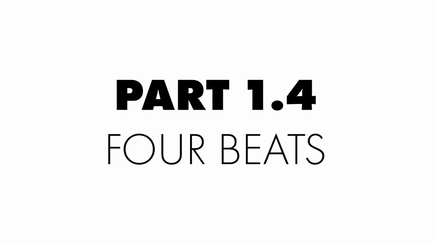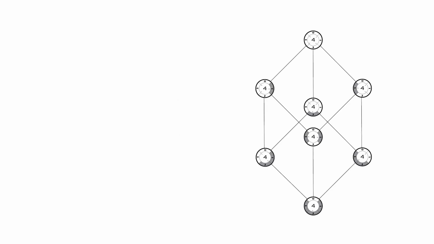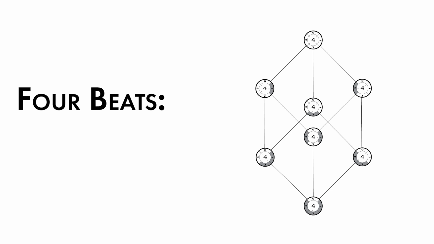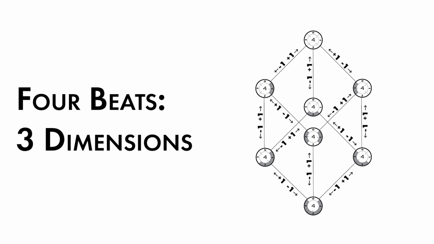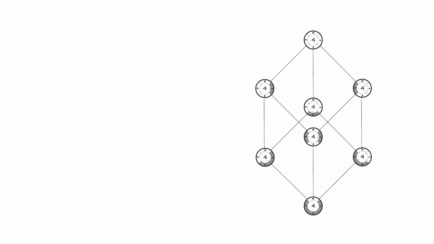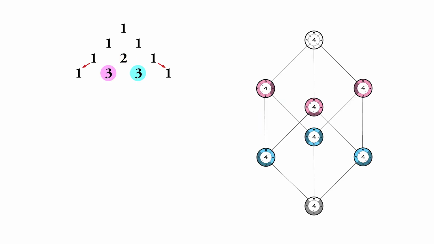4. 4 beats. With 4 beats, we can move in 3 dimensions. That is, by adding or subtracting one onset, there are 3 different rhythms we can move or transform to. There is 1 rhythm with 4 onsets, 3 rhythms with 3 onsets, 3 rhythms with 2 onsets, and 1 rhythm with 1 onset. A pattern begins to emerge.